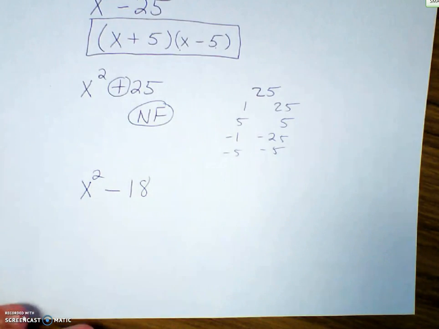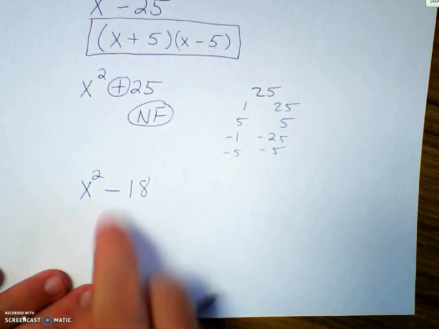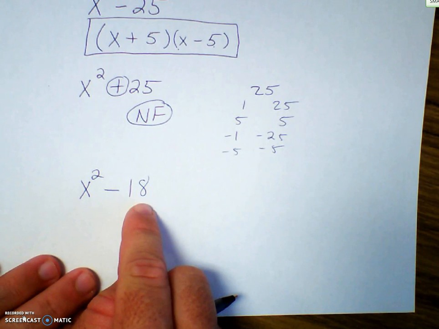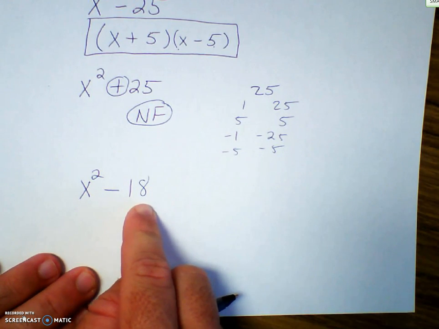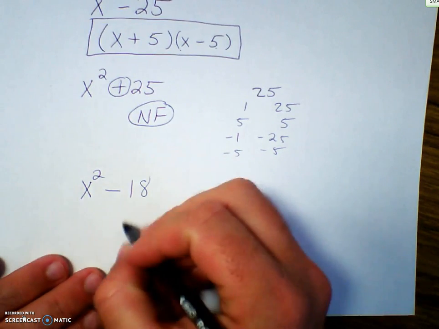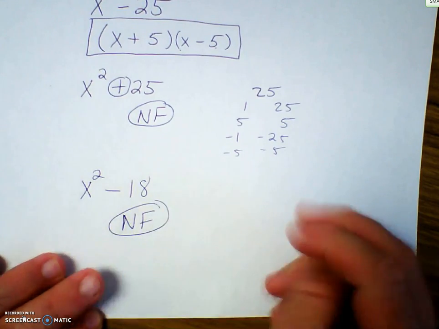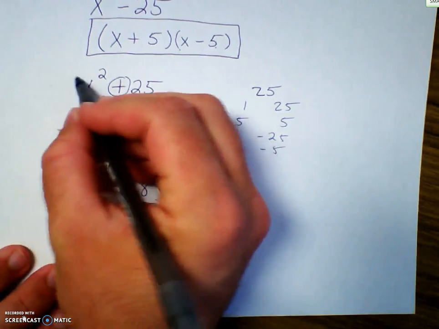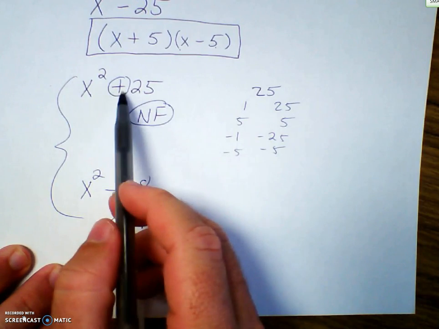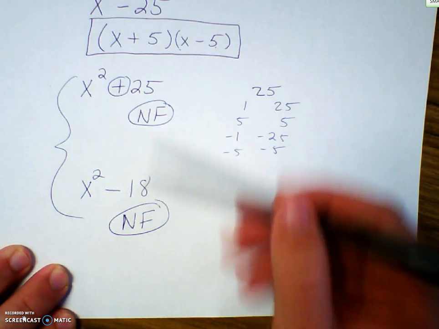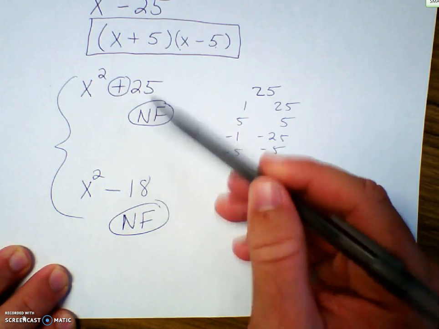Another thing that could happen is this. X squared minus 18. It does have a minus sign, but 18 is not a perfect square. If you try to type in the square root of 18, you're going to get a decimal. So this one is also not factorable. So these are really the only 2 cases where things are not factorable: if you have a plus sign separating the 2, or if one of them is not a perfect square.